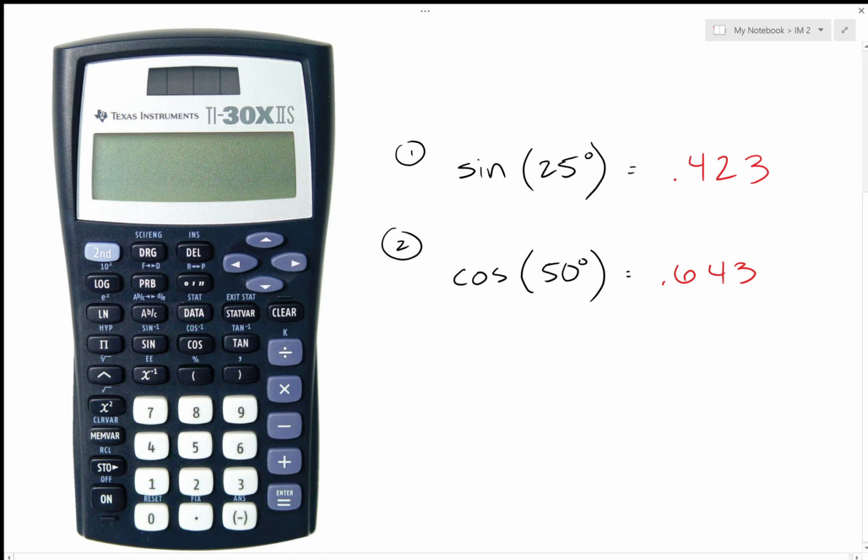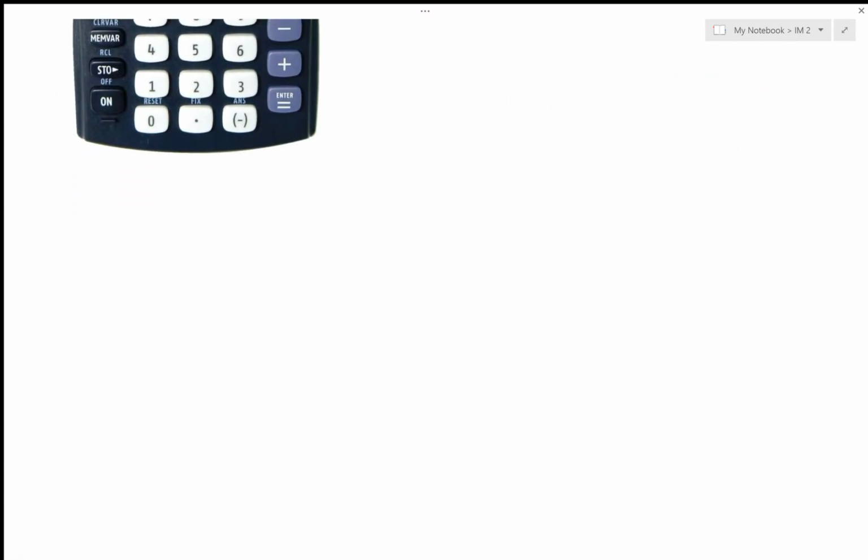Okay, and then finally one more. Let's use the tangent button. Tangent of 73 degrees. So we would hit tangent, the 7, the 3, and then enter. And you should get 3.271. So I just want to make sure you know how to find this stuff on your calculator. So we're going to run into these once we start our examples here, and I'll refer back to the calculator whenever we need to use that.